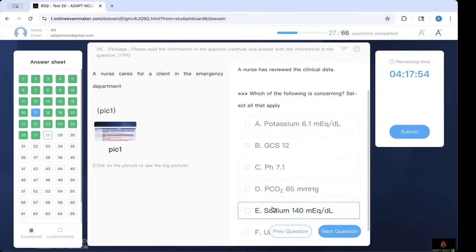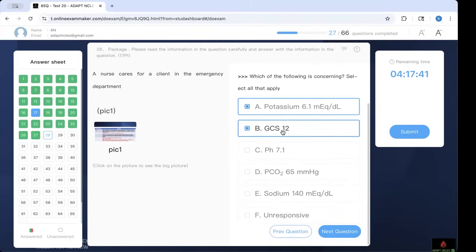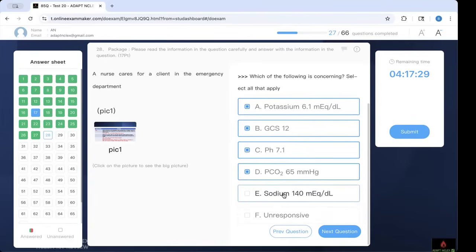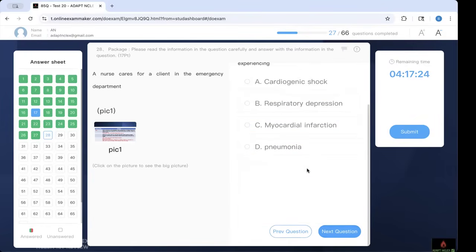Which of the following is concerning? Select and apply. That's all. Which one is concerning? Potassium 6.1 is not good. GCS of 12, nobody wants to be at that GCS. pH of 7.1, bad acidosis. PCO2 of 62, this is what? Respiratory acidosis. Sodium of 140 is normal, and the unresponsiveness, they are all bad.